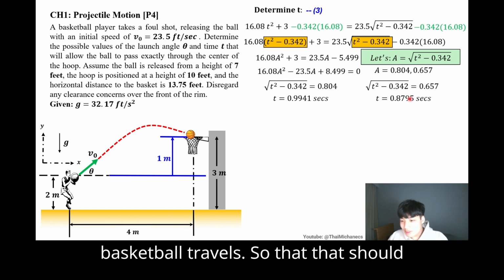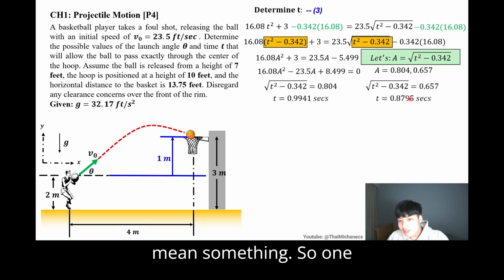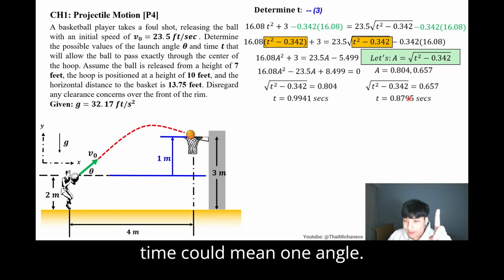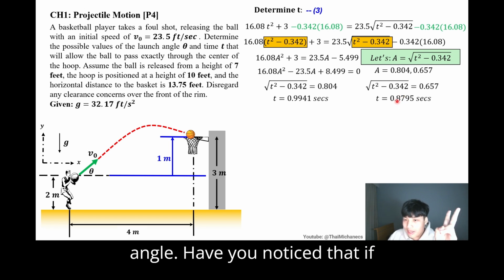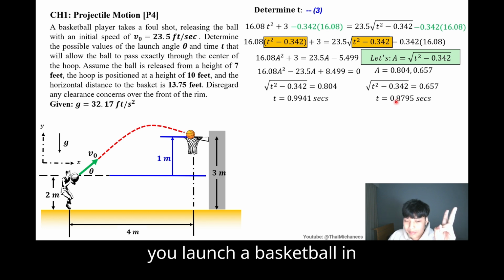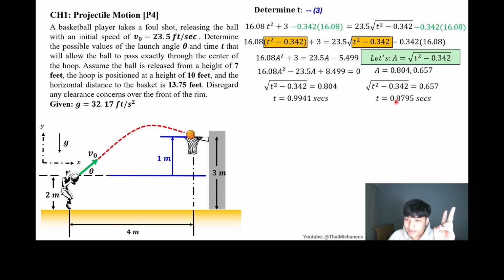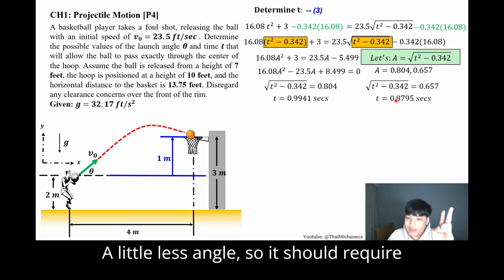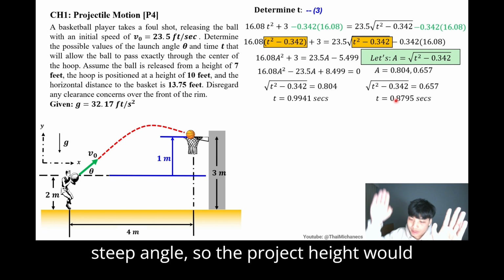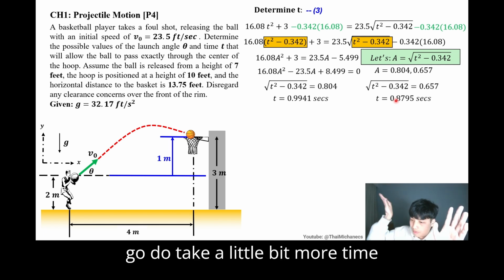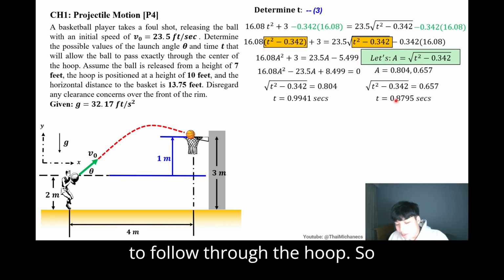So that should mean something. One time could mean one angle, and another different time could be another angle. Have you noticed that if you launch a basketball at a lower angle, it should require less time? If you launch it at a very steep angle, the projectile takes a little bit more time to fall through the hoop.